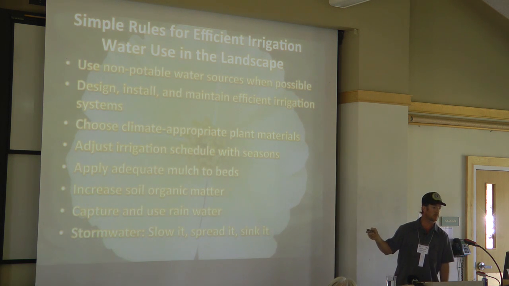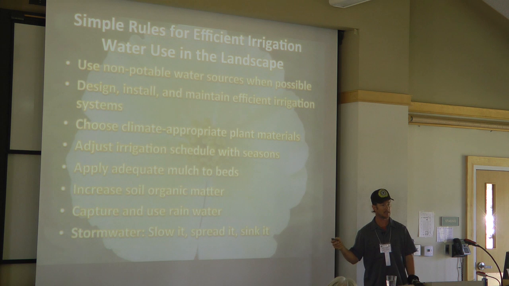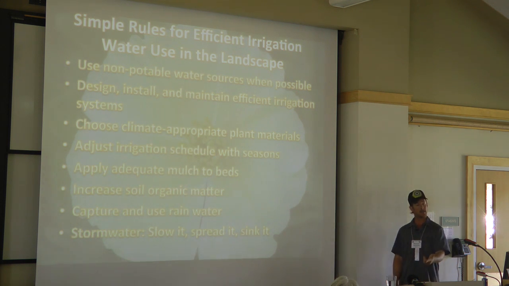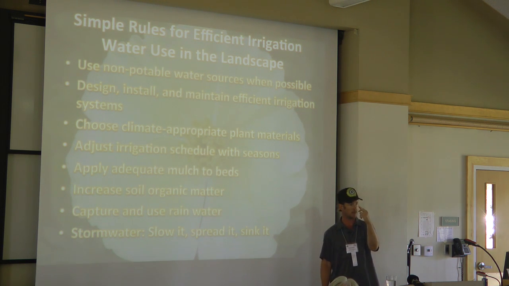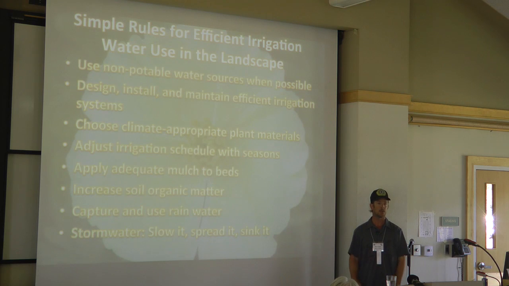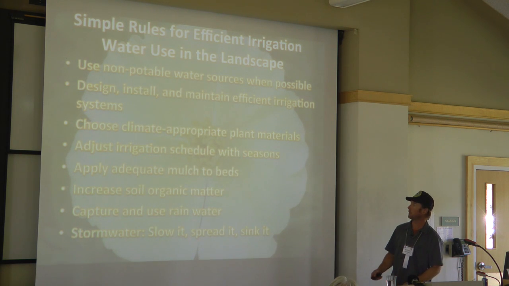If you are using potable water, which most of us are, to irrigate our landscapes, you want to design, install, and maintain an efficient irrigation system. All three of those are important. If one of those isn't correct, then you're probably not using water as efficiently as you could in the landscape.